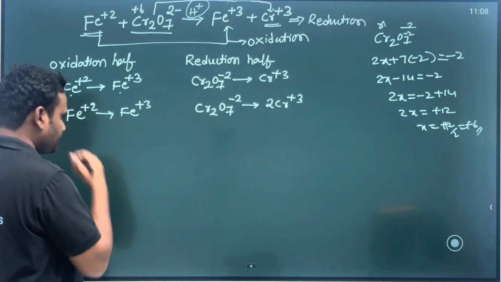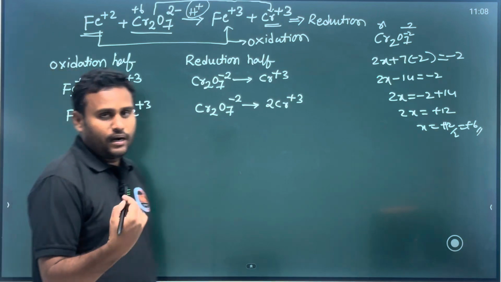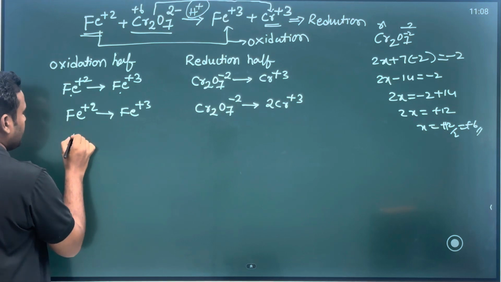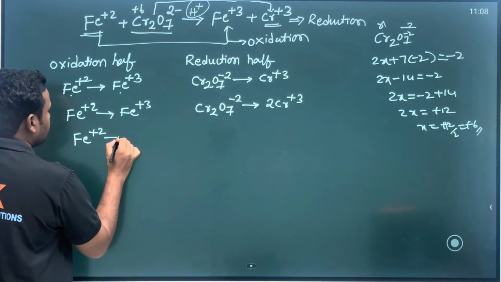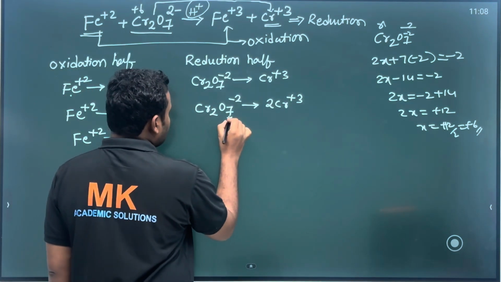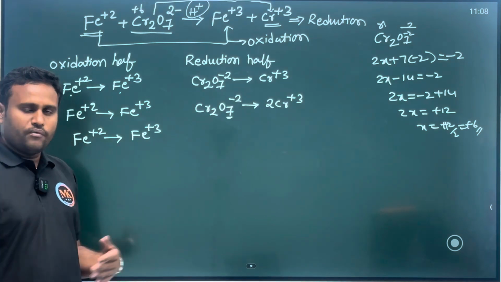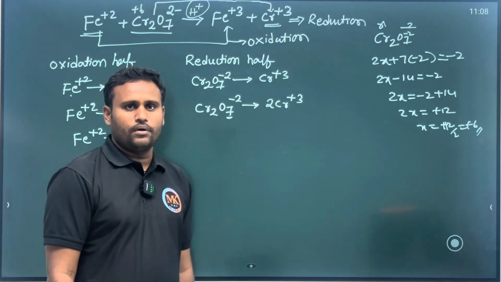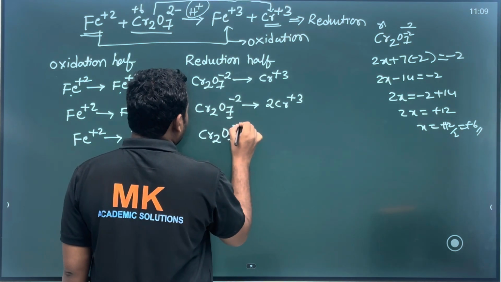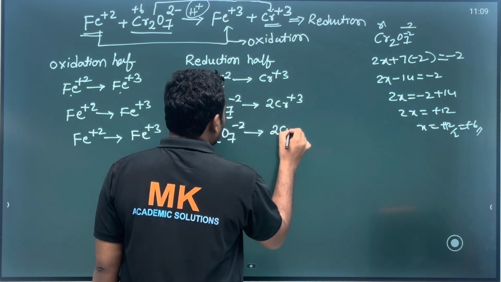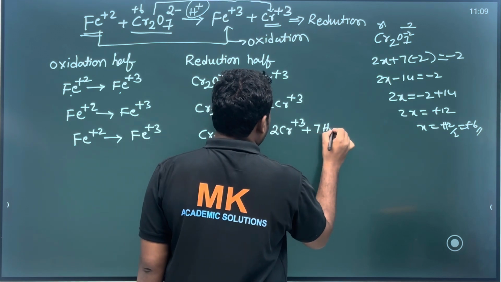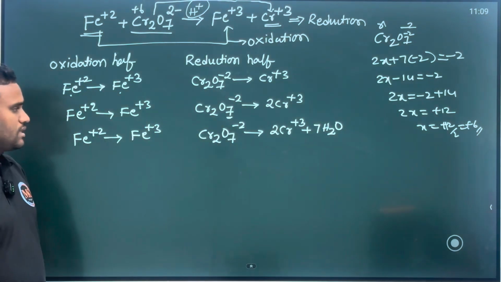Next step is to balance oxygen atoms. Here there are no oxygen atoms, so as it is we write Fe plus 2 gives rise to Fe plus 3. And here 7 oxygen atoms are there, but on the other side no oxygen atoms. How do we balance the oxygen atoms? By adding water molecules. So Cr2O7 minus 2 gives rise to 2Cr plus 3 plus 7H2O. So oxygens are balanced.